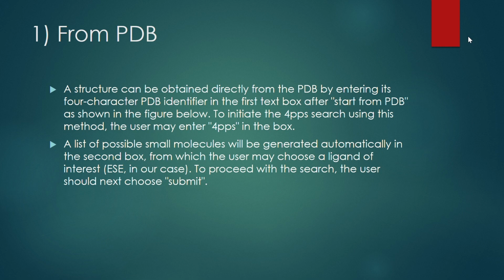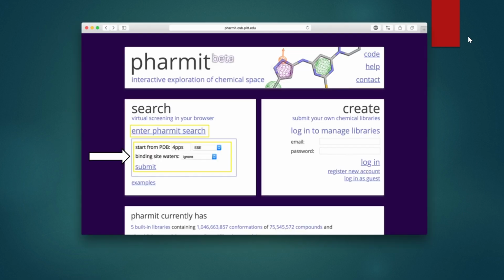To proceed with the search, the user should next choose submit. The user can choose a ligand of their interest and start the search by submitting. In this picture, there is a highlighted portion in the yellow box, Start from PDB, where the user can enter their PDB accession code, and they can also choose their ligand of interest. There is also another option for binding site water, where it depends on the user whether they add or ignore them. We are ignoring them in this process.